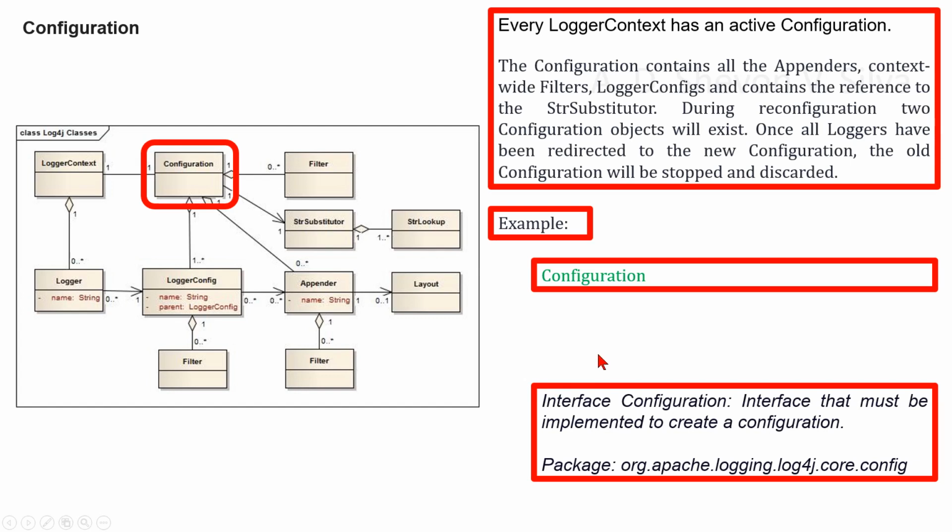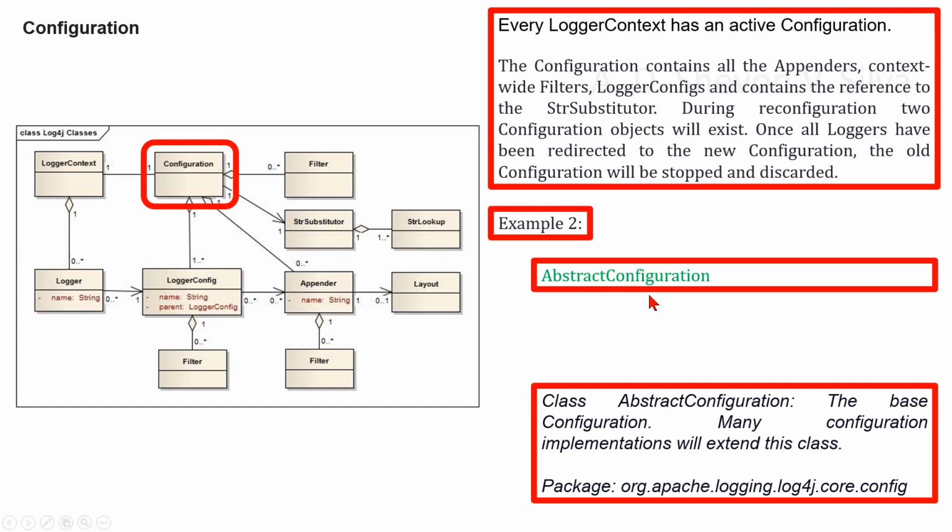As an example, we can consider the interface Configuration, the interface that must be implemented to create a configuration. This is in package org.apache.logging.log4j.core.config. As example 2, we can consider the class AbstractConfiguration, the base configuration. Many configuration implementations will extend this class. This is in package org.apache.logging.log4j.core.config.